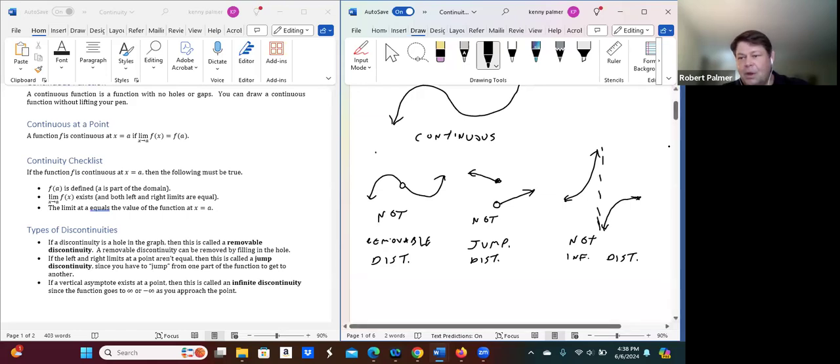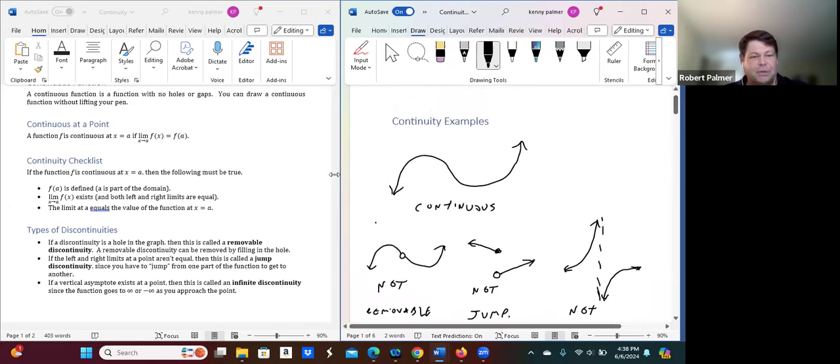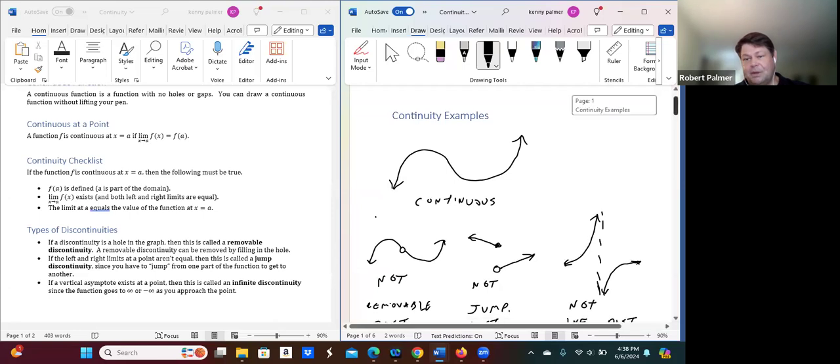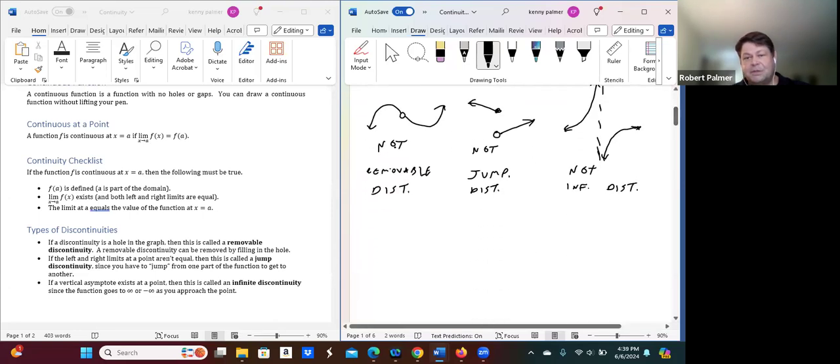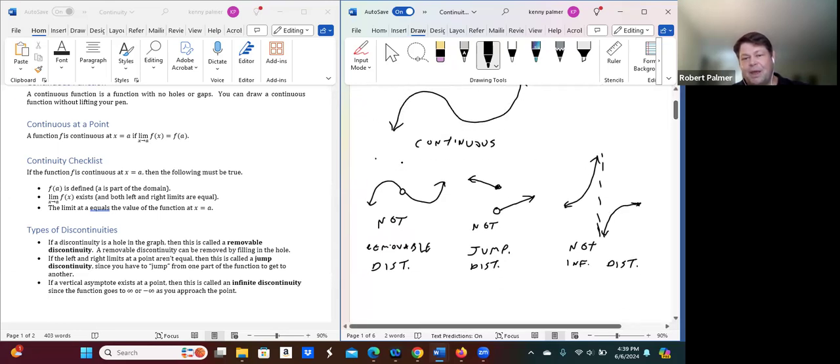Now, what makes these things continuous and not continuous? Well, let's learn the definition of a continuous function at a point. A function f is continuous at some point a if the limit as x goes to a of f of x equals the function value there. Okay. So if this is our point a, let's actually work with all three of these. Imagine this being like an x-axis. This is a, and this is a right here.